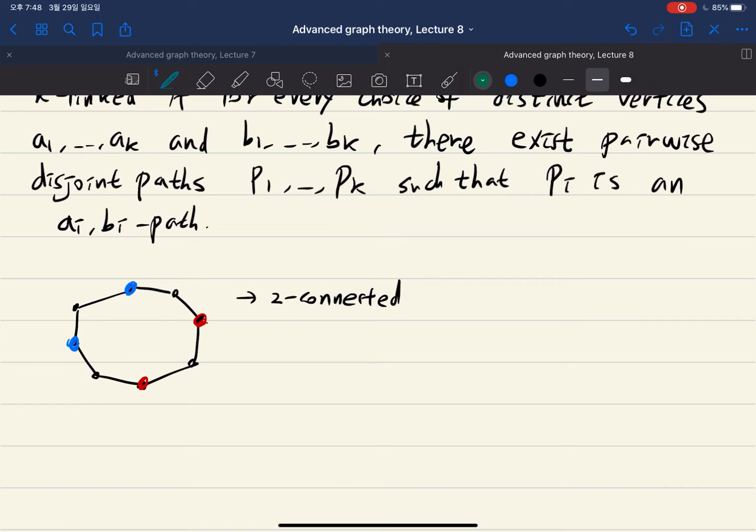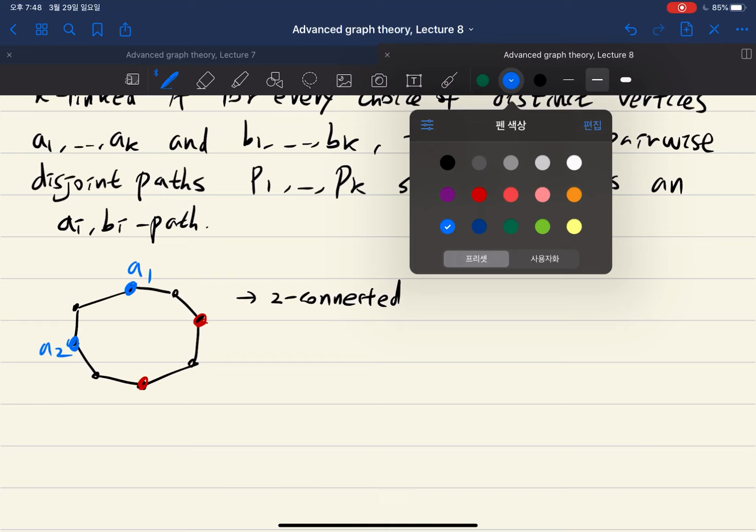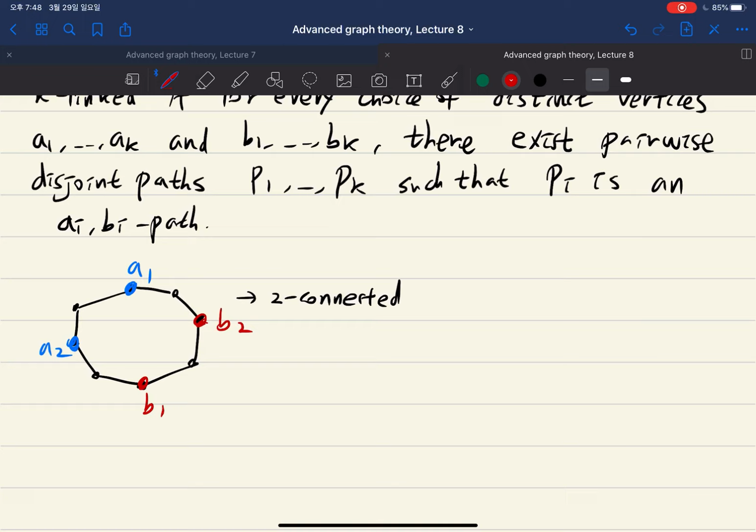However, if you designate the numbering, so let's say this is A1 and this is A2, and what we want to do is connect A1 with B1 and A2 with B2. Then no matter which path, either this path we take between A1 and B1 or the other one, there is no way that you can take another disjoint path between A2 and B2. So this is 1-linked, but not 2-linked.